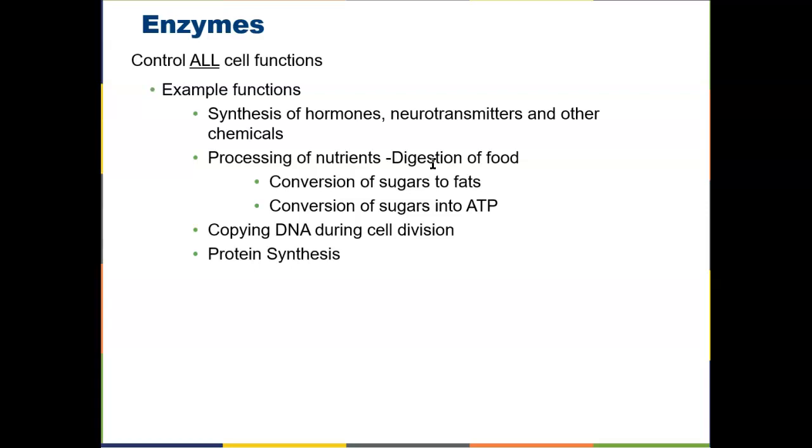It is enzymes that build up all of your macromolecules. So the ribosomes that read RNA and synthesize your proteins, that's an enzymatic reaction. Your DNA is made from enzymes, and it is processed by enzymes. Sugars are converted into fat and vice versa by enzymes. Anything that gets converted into ATP, that is done by enzymes. And as I just said, copying DNA, protein synthesis, all of this is controlled by enzymes.